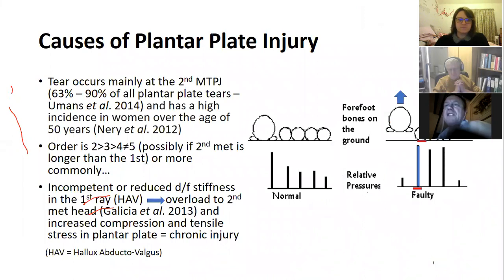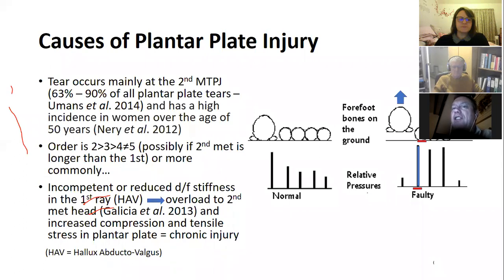Okay, let's start looking at how it can get injured. Well, it's not fully understood, the injury mechanisms, but quite a lot is understood, and they can tear. This rectangular structure can tear along one side or the other side, the medial or the lateral side. Rarely does it tear across directly, but it can. So the tear, if it's going to tear, usually happens underneath the second metatarsophalangeal joint. This is by far the most common.